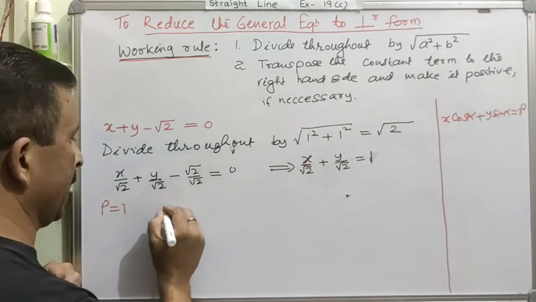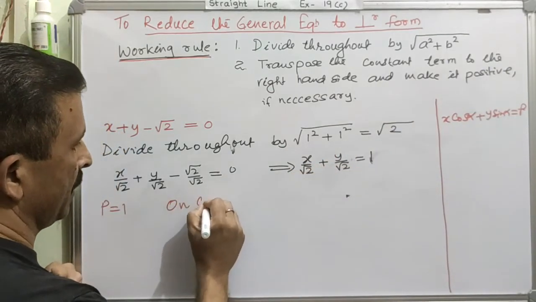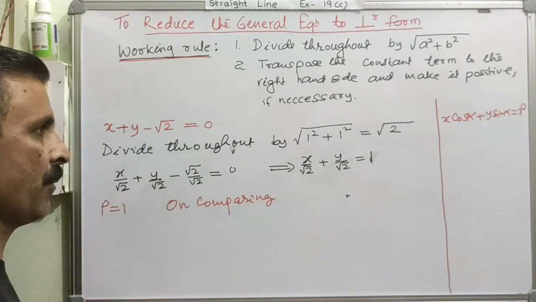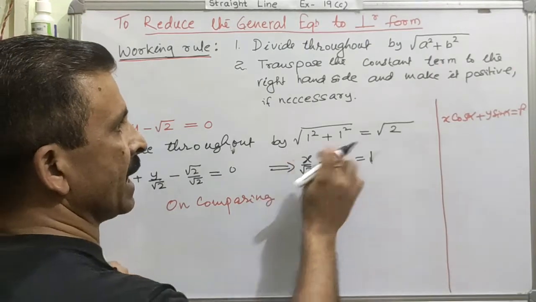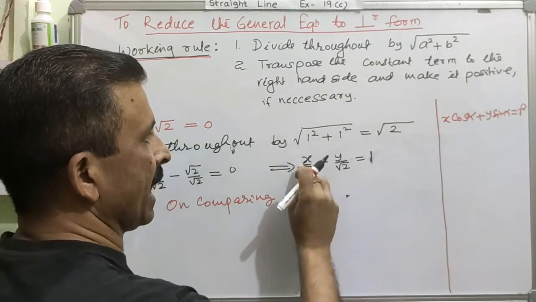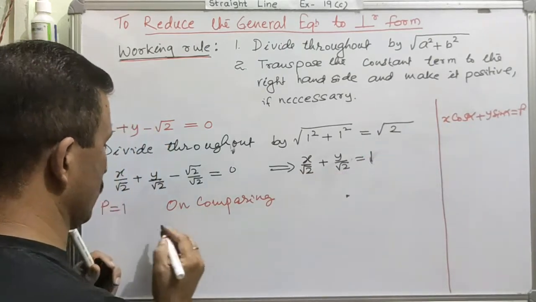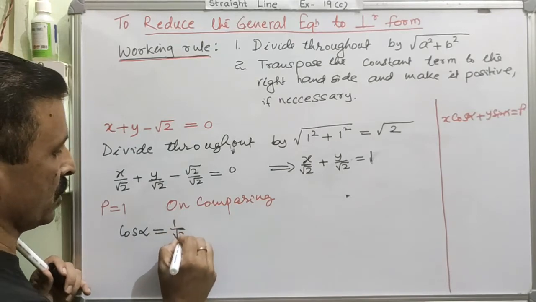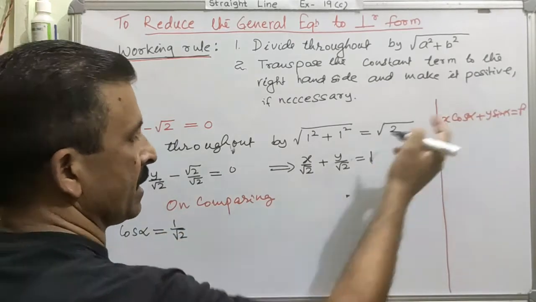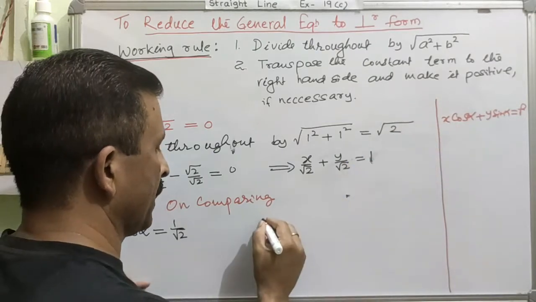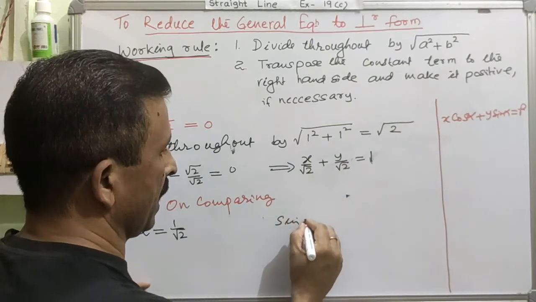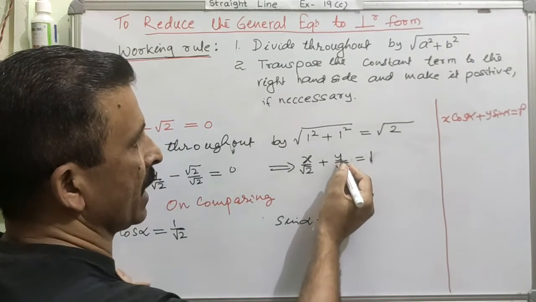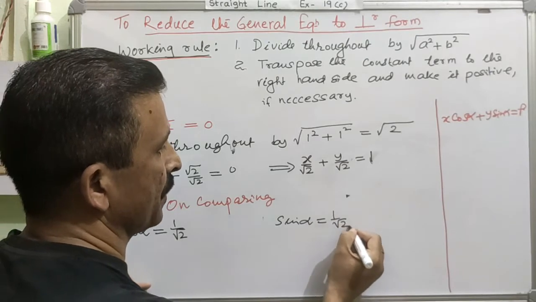So on comparing, what do we get? X and x is as it is. Now other than x, what we have is 1 over root 2. So that is equal to cos alpha is equal to 1 over root 2. Is it okay? Similarly, we have the value of sin alpha, and this will be compared with the coefficient of y. So that is 1 over root 2.